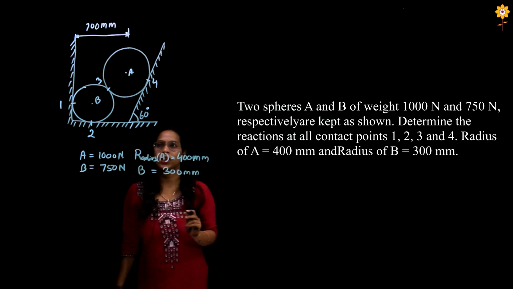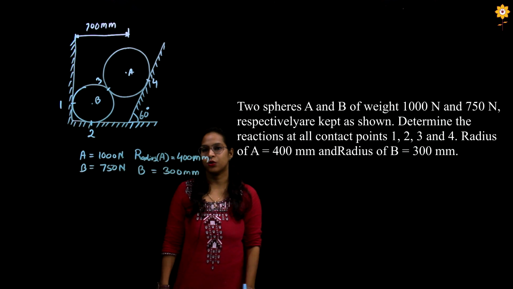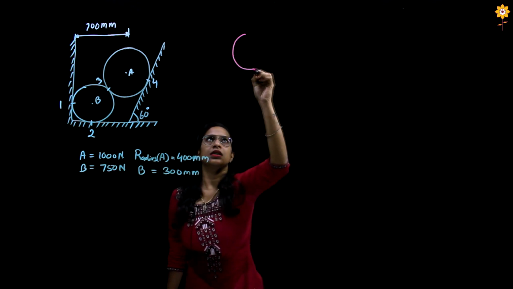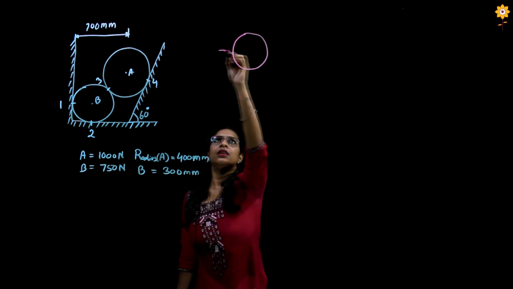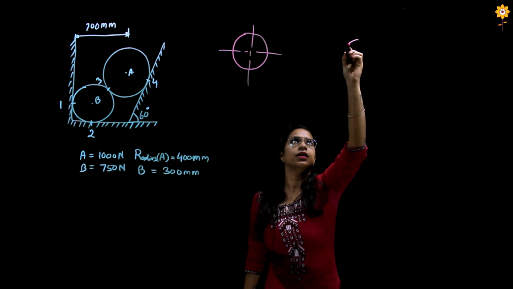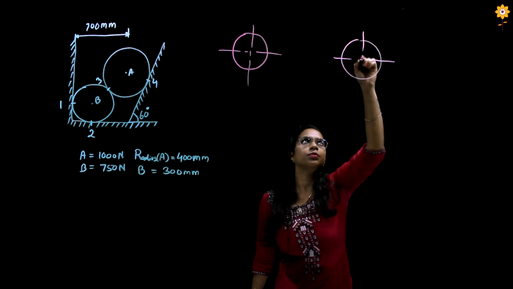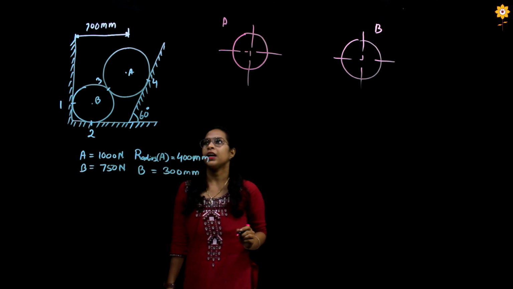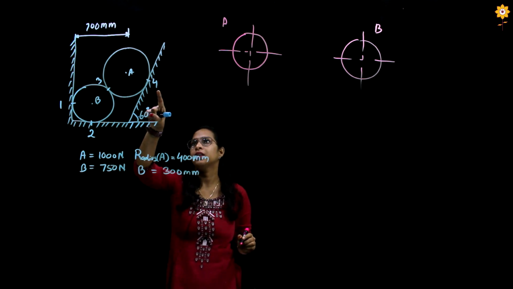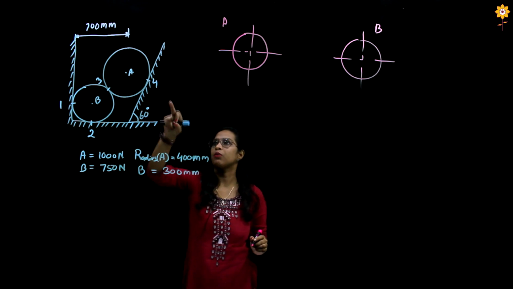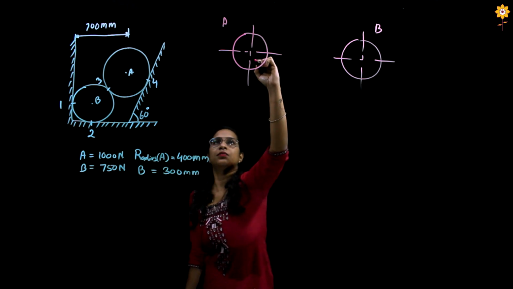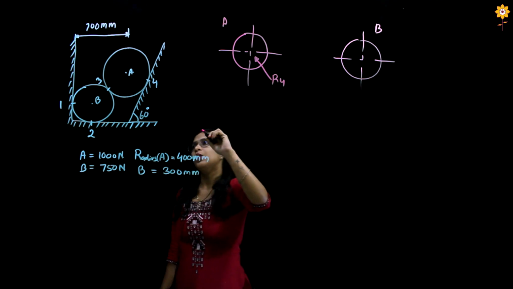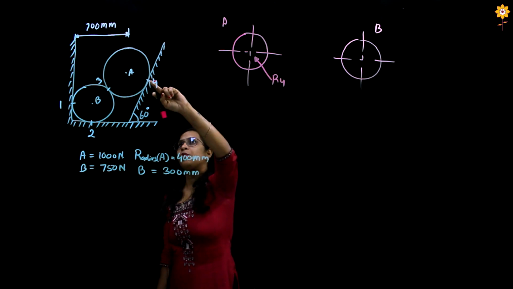As the system is in equilibrium, we need to separate this from the given environment and draw a free body diagram. So I'll draw a free body diagram first. Let's say this is cylinder B and this is cylinder A. At A, we have a point in contact with the wall at an angle of 60 degrees. So there will be a reaction force at point 4, which we'll call R4. That is the normal reaction from the wall at point 4.